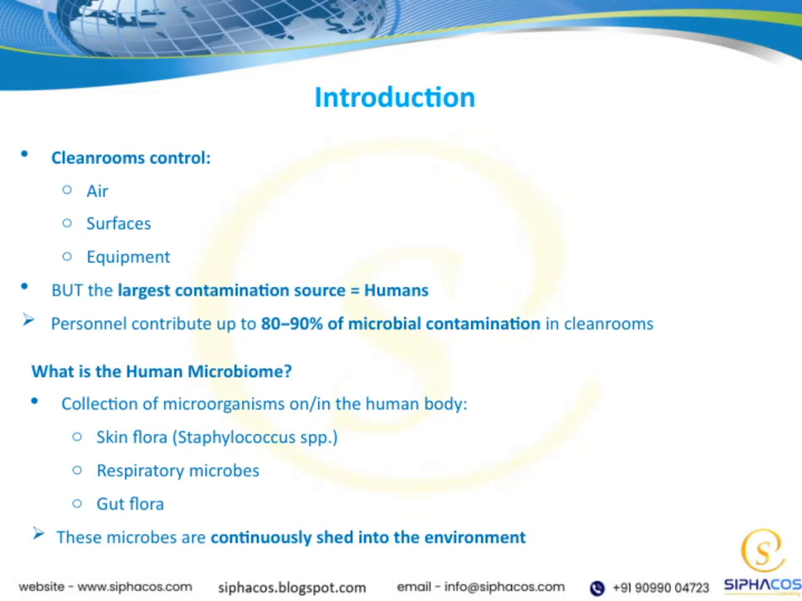Let's start by understanding what the human microbiome really is. It's essentially a collection of microorganisms that live on and inside our bodies. For example, our skin has its own set of microbes, like Staphylococcus species, which are quite common. We also have microbes in our respiratory system and in our gut, which play important roles in our health. These microbes are not just static. They're constantly shed into our environment, meaning they can be transferred around and potentially contaminate surfaces or equipment.